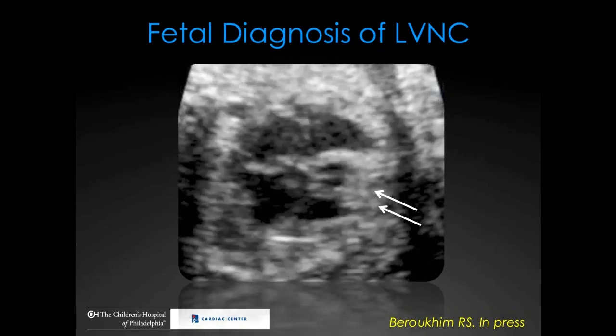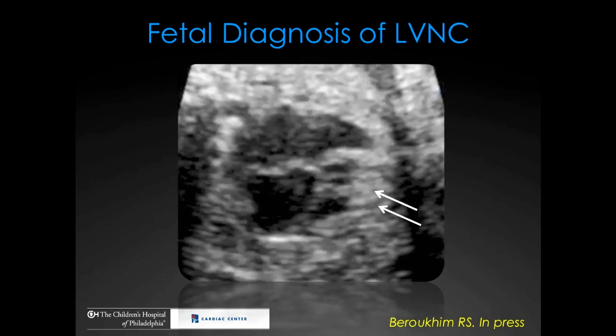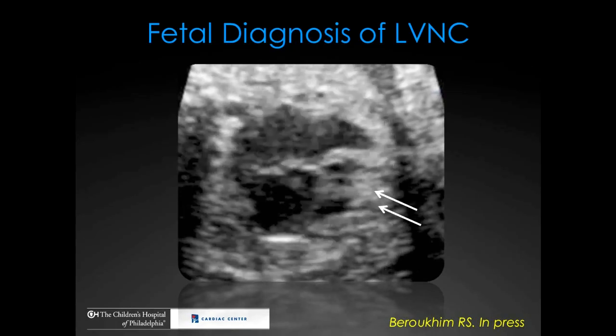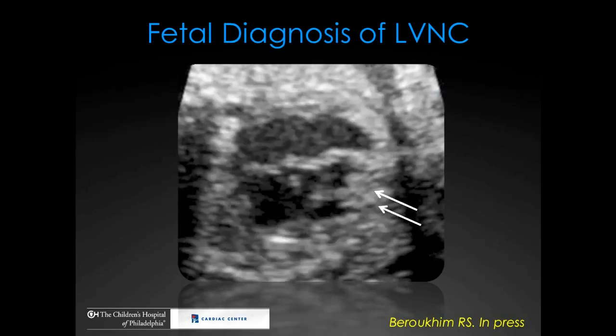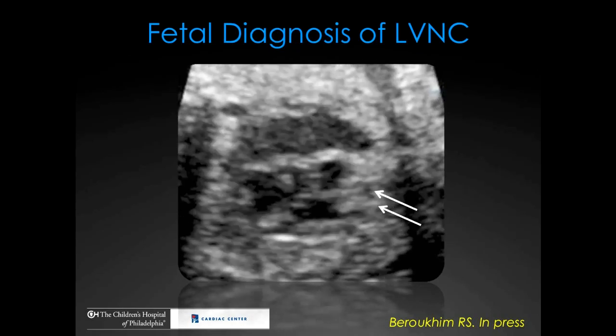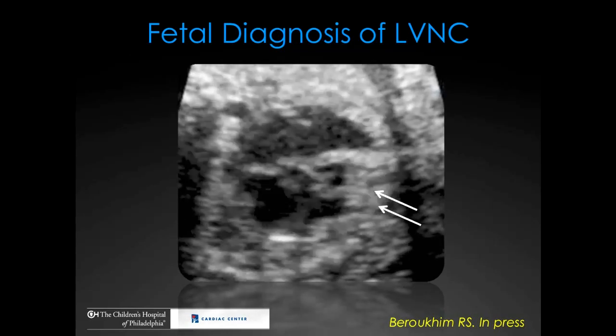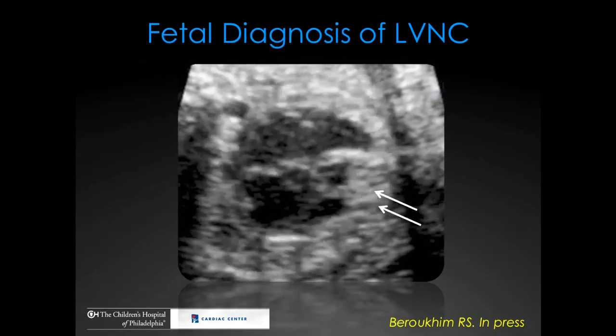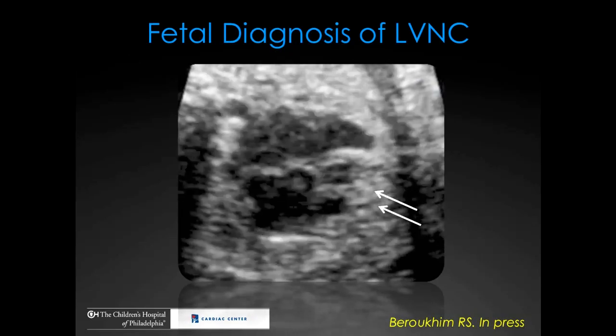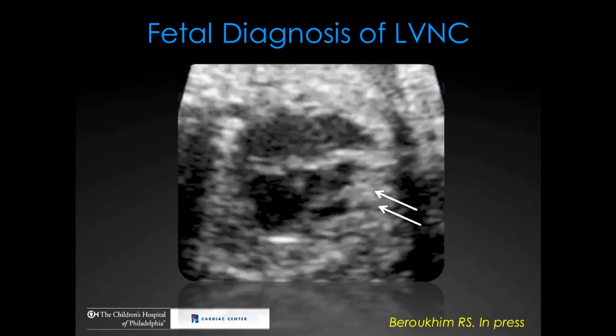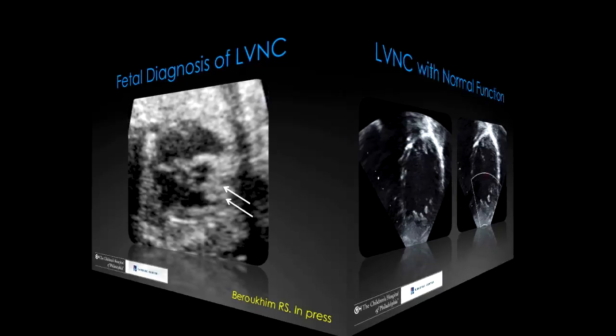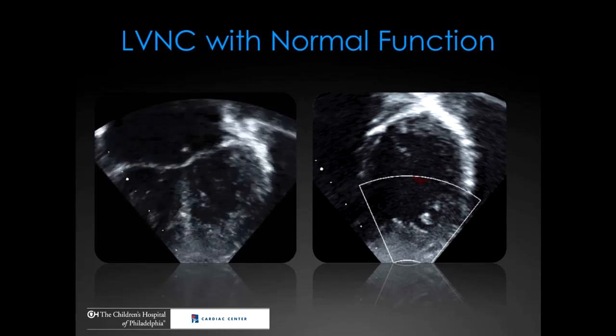We can even make the diagnosis of left ventricular non-compaction in the fetus. In this particular case, the trabeculations are identified in the right ventricle of this patient, but we can see it in both the left and right ventricle, and sometimes that's seen in association with dysfunction, and in other times the myocardium appears to be working normally.